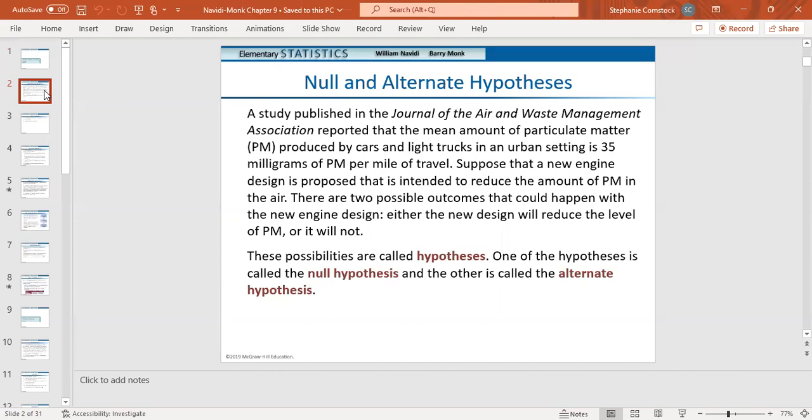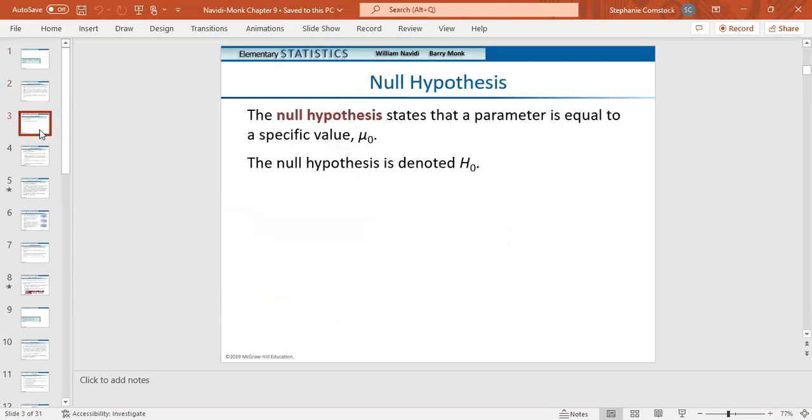So these are called hypotheses. One of them is what we call the null hypothesis, which is kind of that presumed innocent, or what we say is what we're basing on. And then we have the alternate. Now, the null hypothesis is going to be that it is equal to a specific value, okay? And notationally, we will call the null hypothesis H naught or H sub 0.